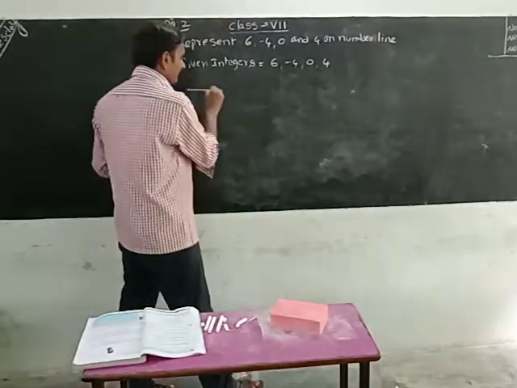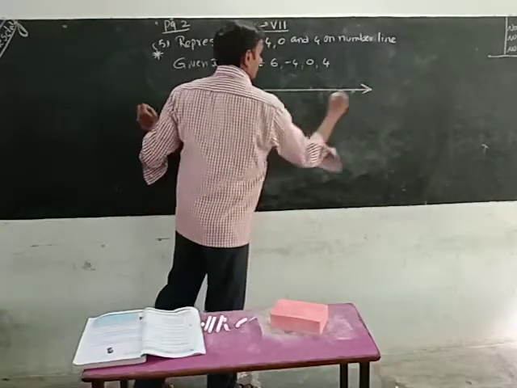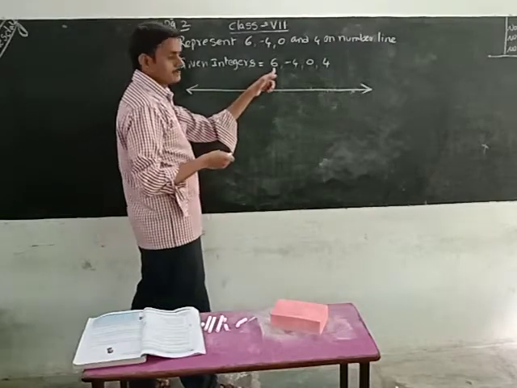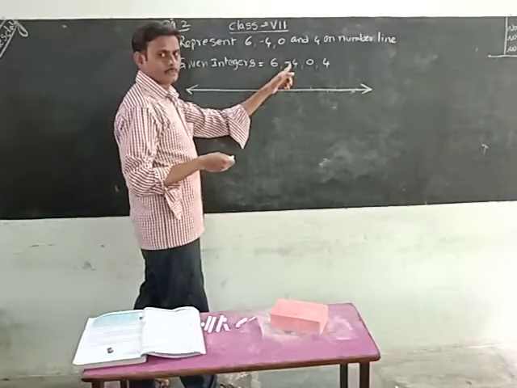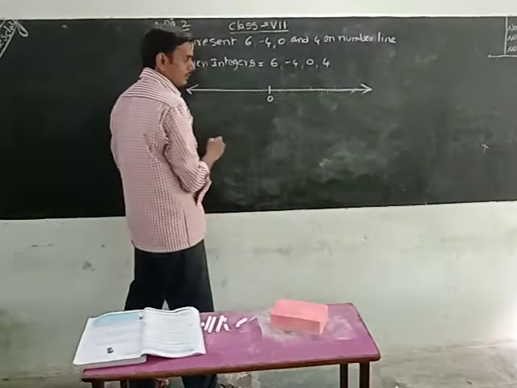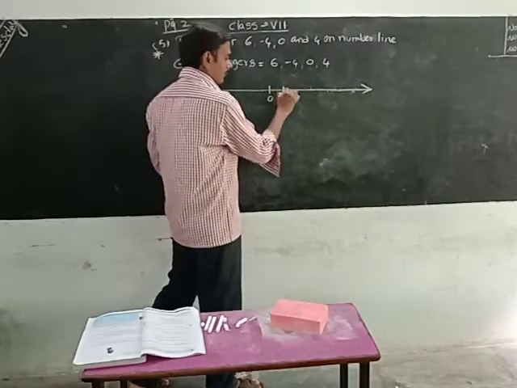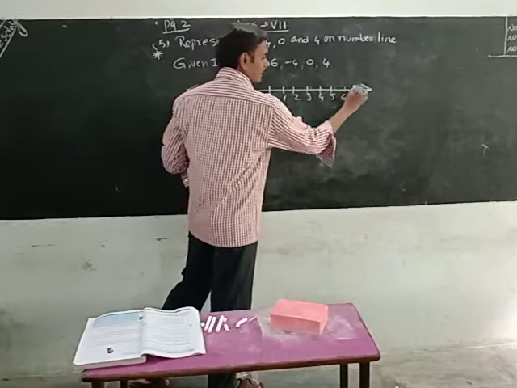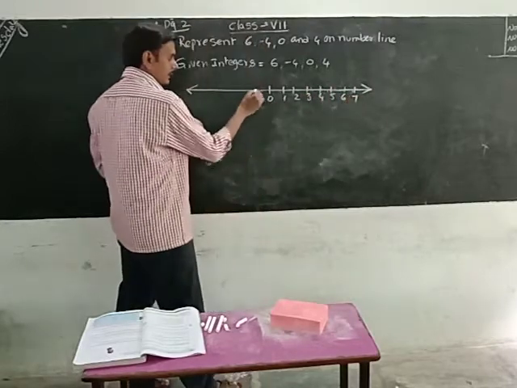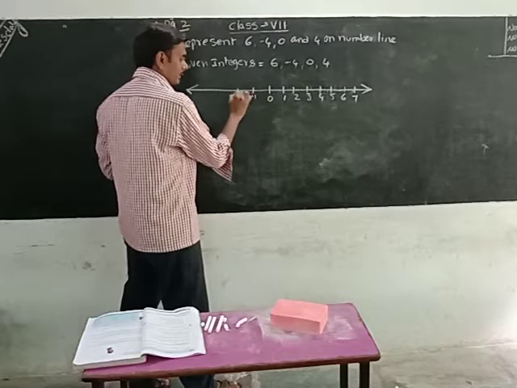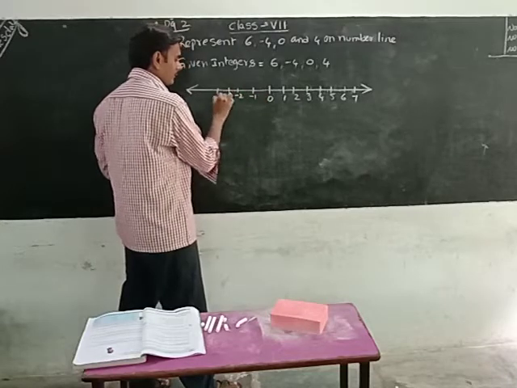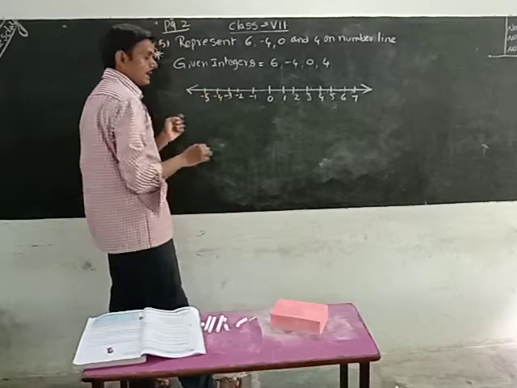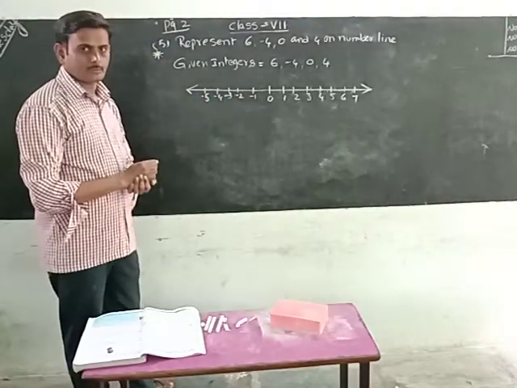Take a number line. Write a number line. Up to 6 we have to cover here. On the negative number side, minus 4 you have to cover. Okay, 0. Up to 7 you have to write: 1, 2, 3, 4, 5, 6, 7. This side we have to cover minus 4: minus 1, minus 2, minus 3, minus 4, minus 5.